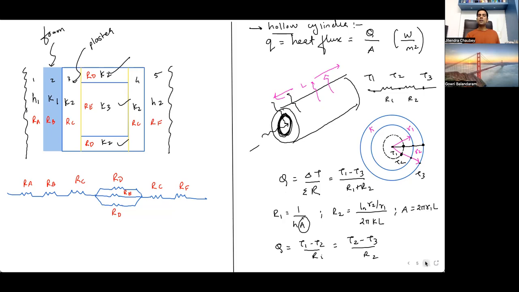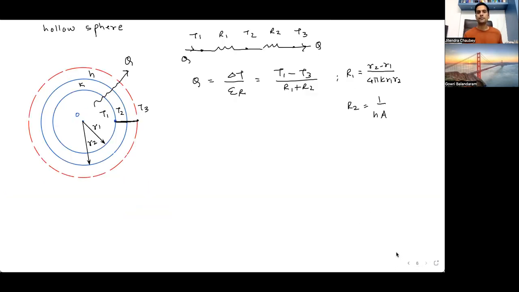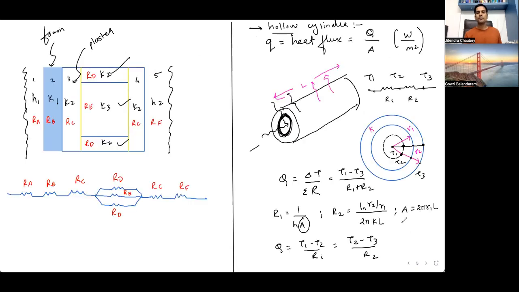So these are the formulas for a hollow cylinder and a hollow sphere. This is also for conduction only, and this is also for conduction only. For convection, irrespective of the shape of the body, the formula is always 1 upon hA, where A is always the surface area in contact.